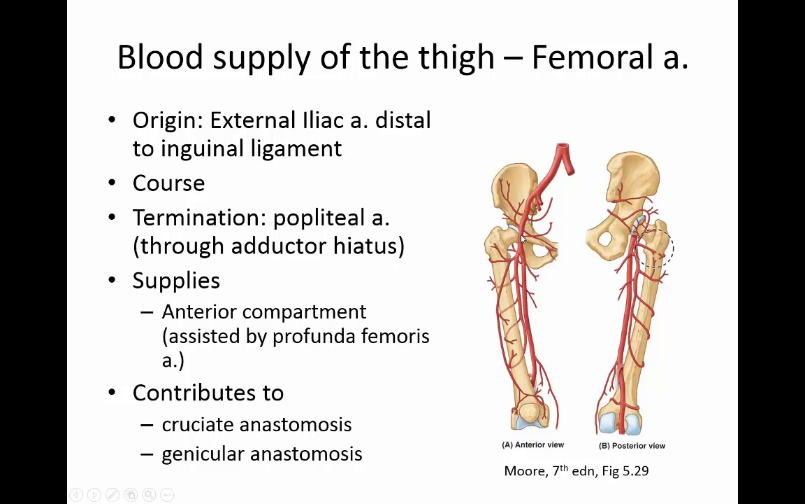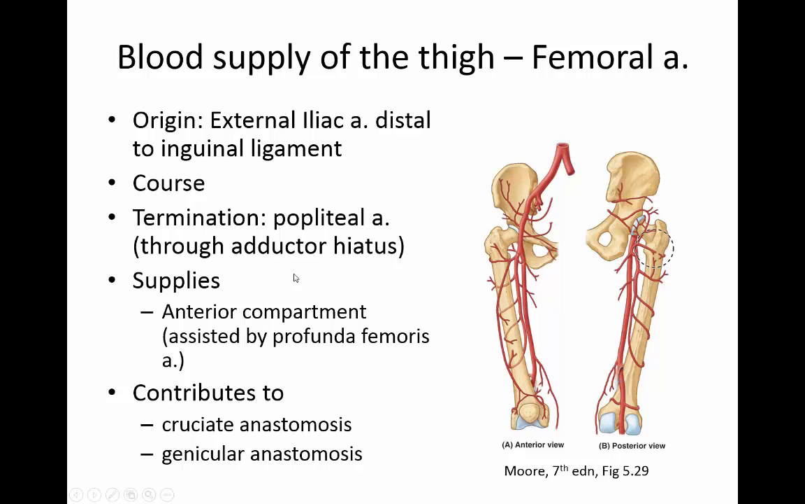The femoral artery then travels down the adductor or subsartorial canal through the thigh until it reaches the adductor hiatus, which is a space between the adductor and hamstring parts of adductor magnus, where it terminates as the popliteal artery as it enters the popliteal fossa. You can see it going through that adductor hiatus in the posterior view.